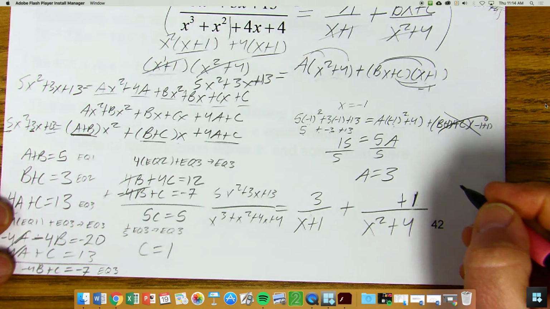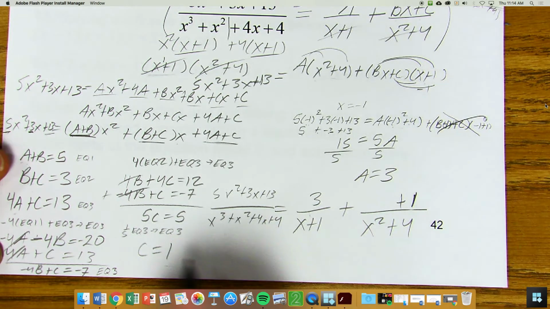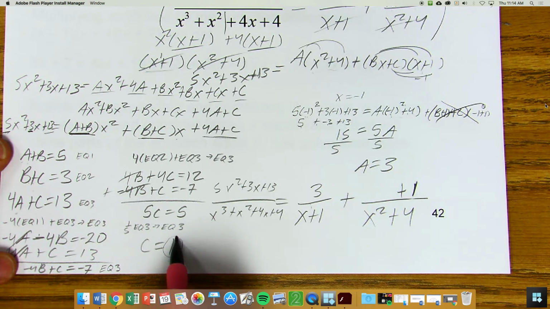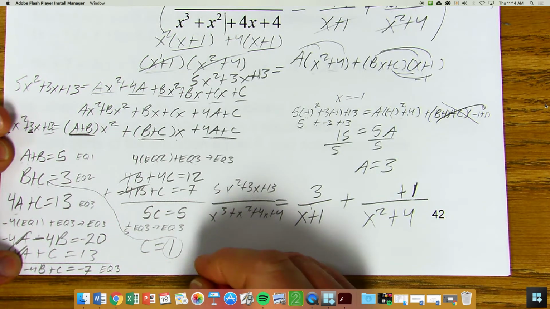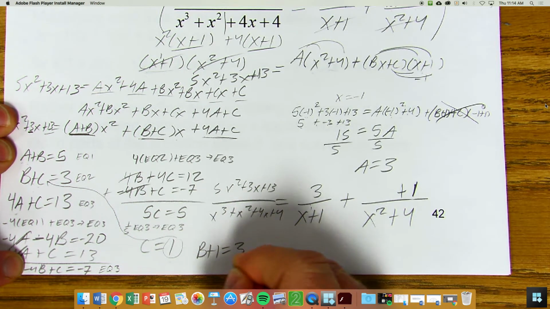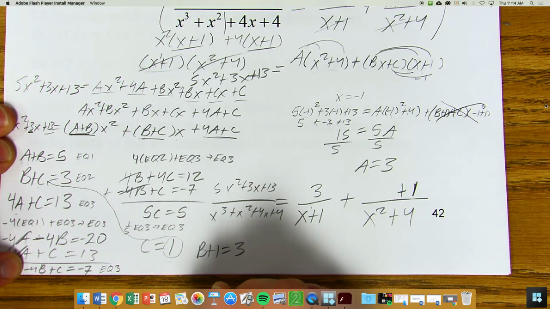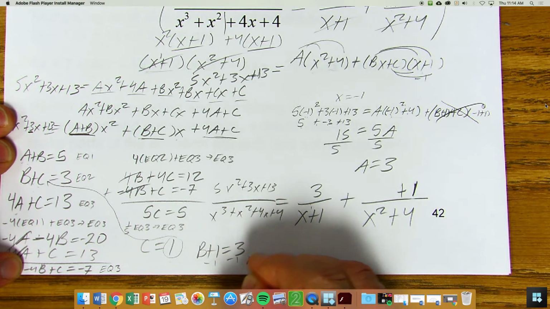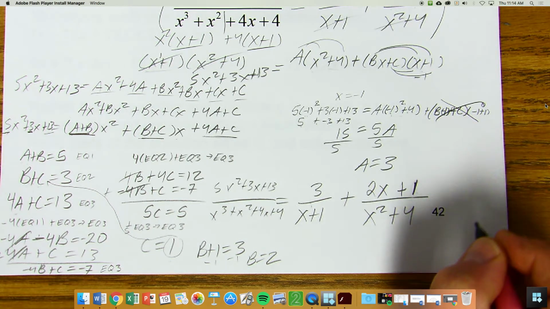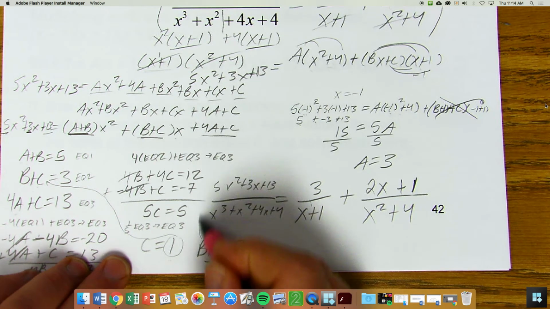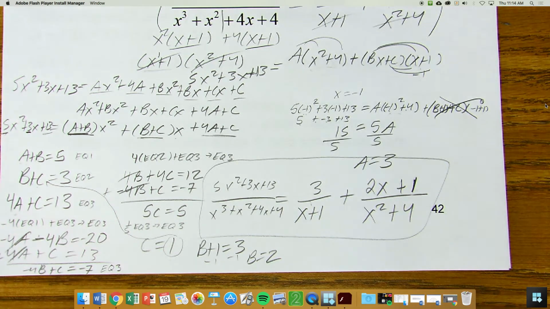Now the last thing I need to do is just find b. Well, if I back substitute right here, I take c, which is 1, and I back substitute right in here, I get b plus 1 equals 3. So if I subtract 1, I get b equals 2. So right here I get 2x plus 1 over x squared plus 4. And that, my friends, is the solution.